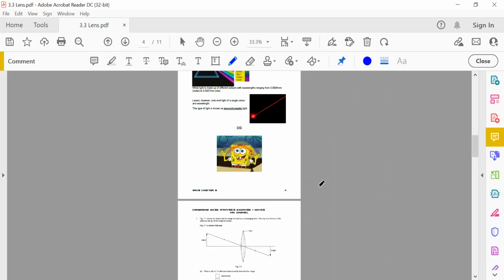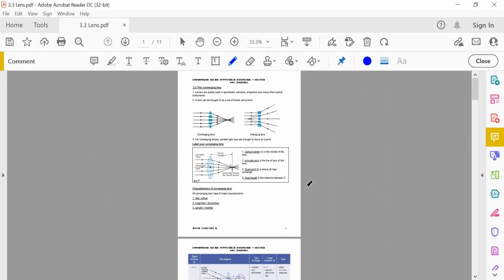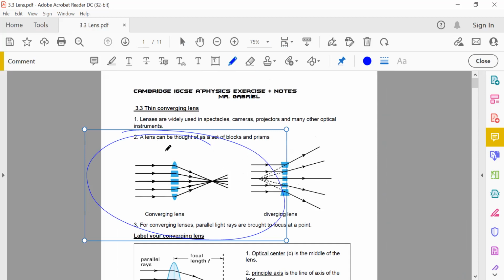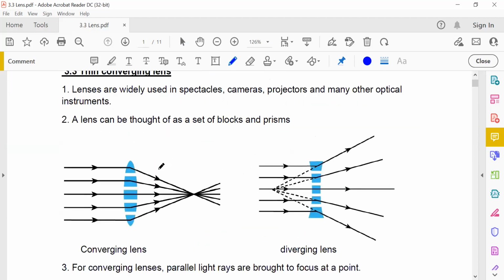Okay, so I think most of the Wesley students have already learned this. Yeah, I think most of you guys have already learned this. But anyways, this is basically a thin converging lens. Whenever we talk about lens here, lenses are basically used to redirect the light rays into the designated position. For example, the most common use of a converging lens is basically your glasses here.